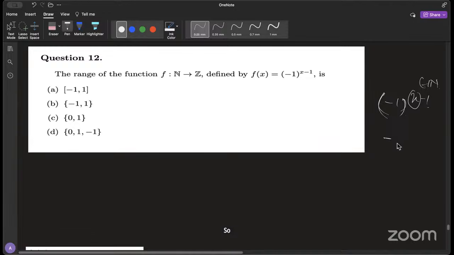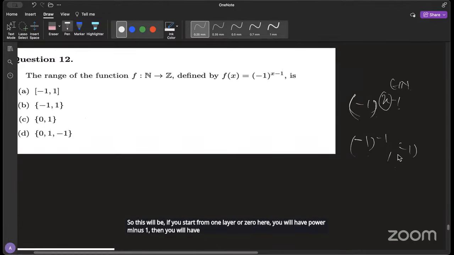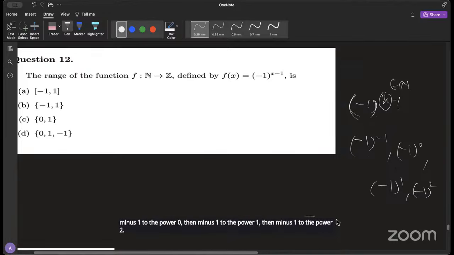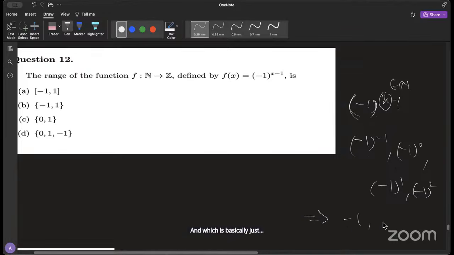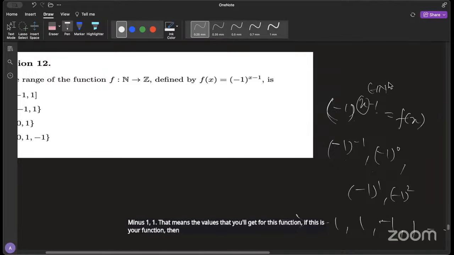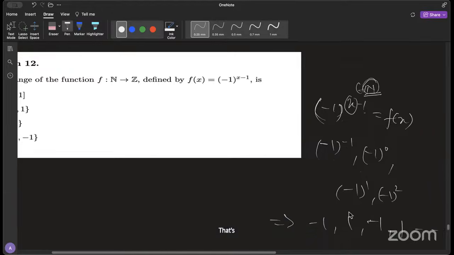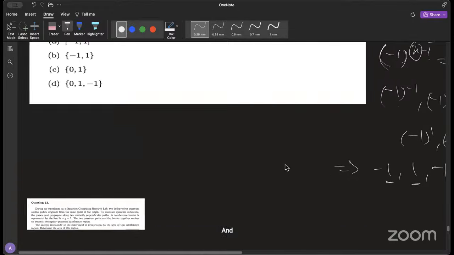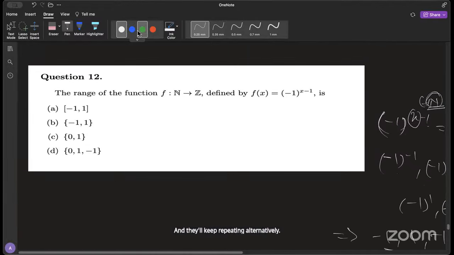So if you start from 1 here or 0 here, you will have power -1, then -1 to the power 0, then -1 to the power 1, then -1 to the power 2, which is basically just -1, 1, -1, 1. That means the values that you will get for this function, because the domain is only natural numbers, are only these two values, -1 and 1. And they'll keep repeating alternatively. So the range should be this one, -1 and 1. Option B.